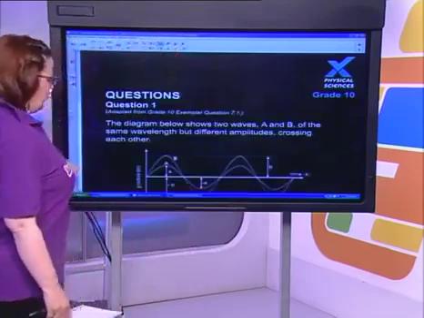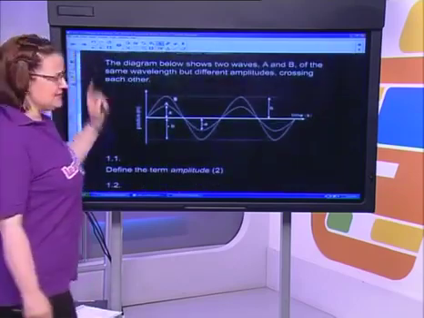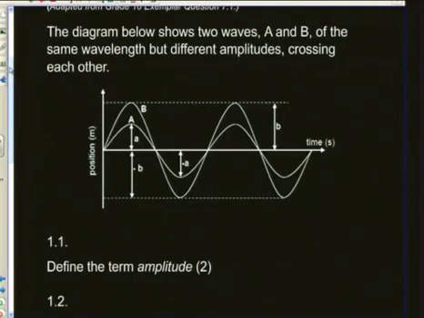Now, the first question we're going to look at is a really nice question. It says that the diagram below shows two waves, A and B, of the same wavelength, but different amplitudes, crossing each other. Let's highlight them quickly. That's wave B, which is now yellow. It's got a nice big amplitude. Wave A is the little one that crosses over there.